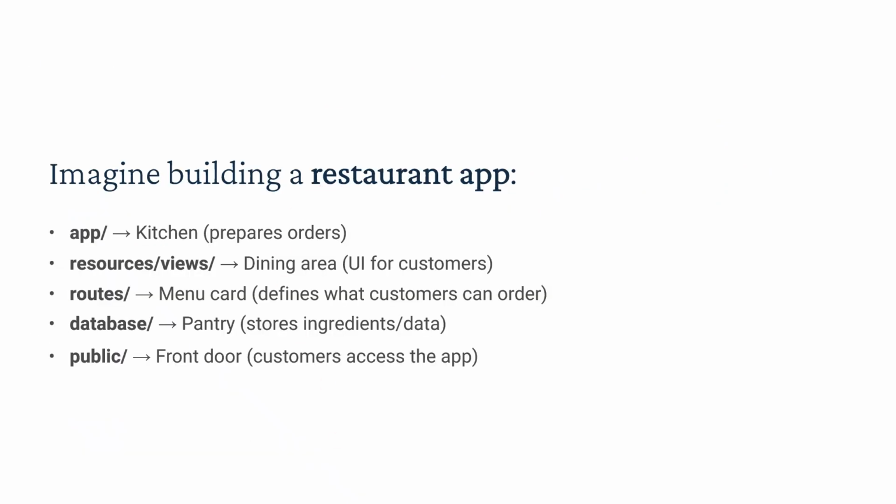Let's think about building a restaurant app. In the app folder, we are creating the controller and model. The controller is used for database connectivity and logic, like fetching data from the database and storing data. So we can consider it as the kitchen that prepares orders. The resources folder is where we create the front end, like the dining area, the UI for customers. And third is routes. Here we define which route displays our web page.